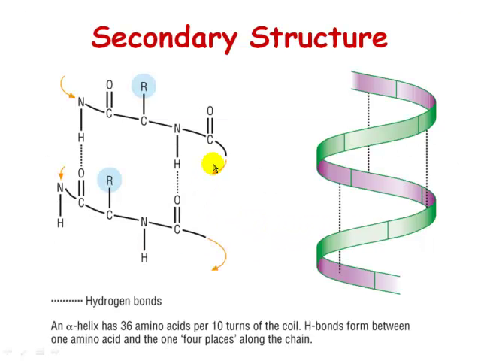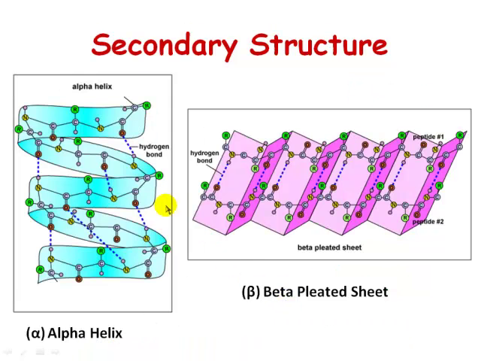Here we've got it again, the secondary structure. This is the alpha structure here. You can see there the rotation of the amino acids. There's 10 turns of coil. Hydrogen bonds form between one amino acid and 4 places along the chain. This is the beta pleated sheet over here, very distinct difference in shape, but these are secondary structures. So remember, in proteins there's 4 structures. The primary is the basic sequence of amino acids. The secondary is whether alpha helix or beta sheet.